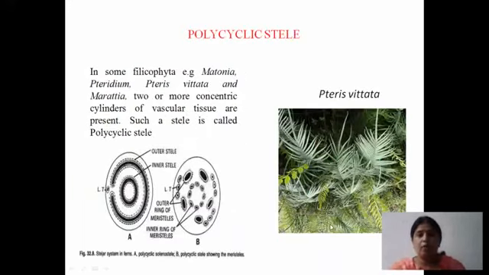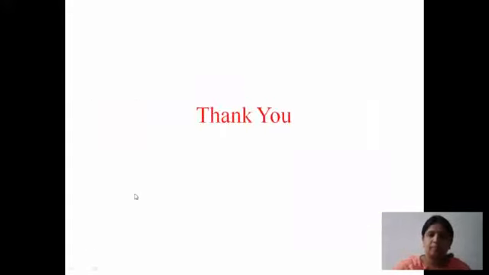In some pteridophytes, for example, Matonia, Pteridium, Pteris vittata, and Marattia, two or more concentric cylinders of vascular tissue are present. Such a stele is called polycyclic stele. For example, Pteris vittata. Here you see the polycyclic stele.